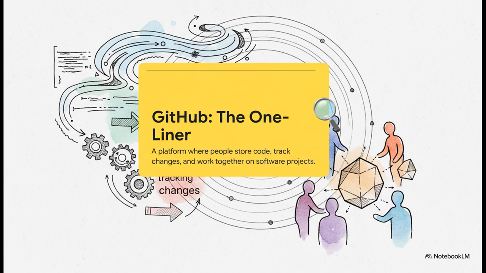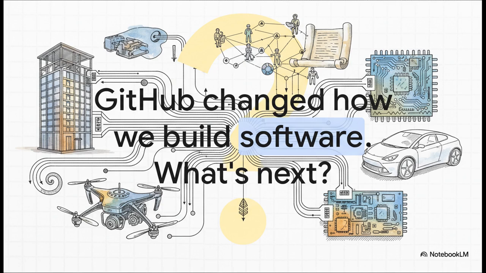So if you forget everything else we talked about, just remember this one line. GitHub is a platform where people store code, track changes, and work together to build amazing software. That's it. And I'll leave you with this final thought.